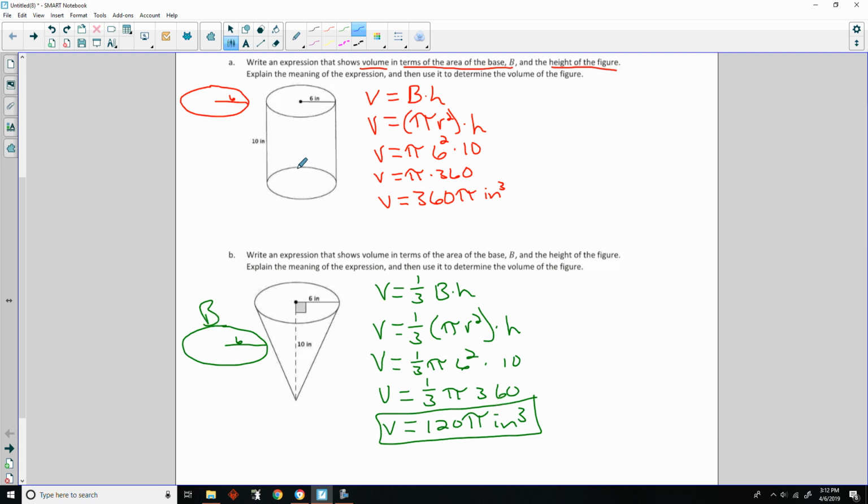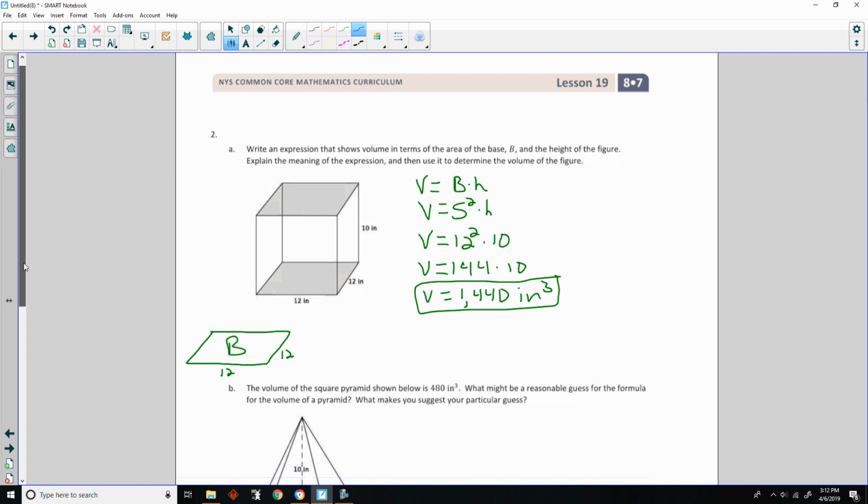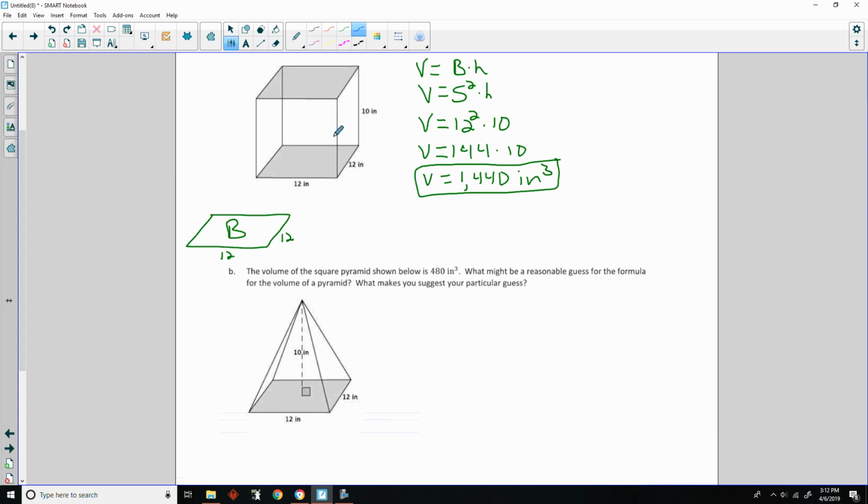My apologies. Now, B is a cone. The cone was 1/3 the cylinder. Okay, now when we go over here to the next problem, we took a cube, base of 12 by 12, and this is a pyramid, 12 by 12, but a pyramid is 1/3 of the cube. So the volume of the square pyramid shown below is 400 cubic inches.